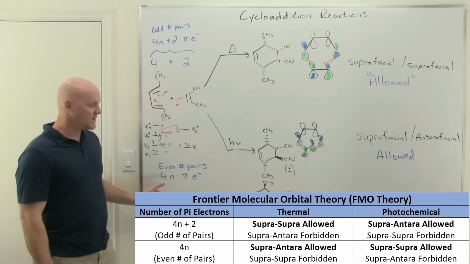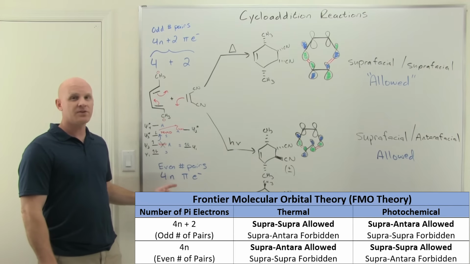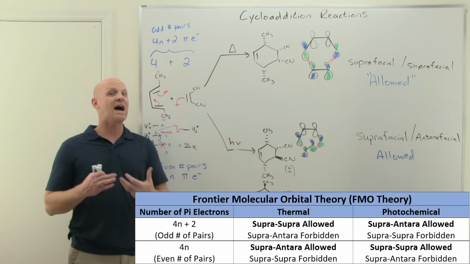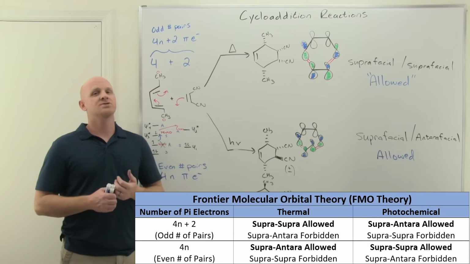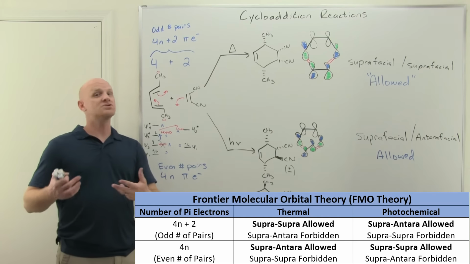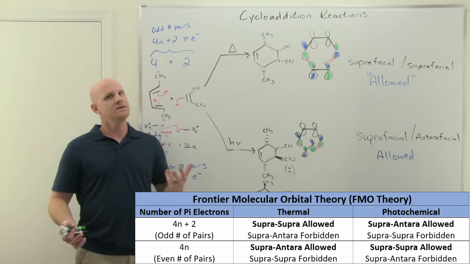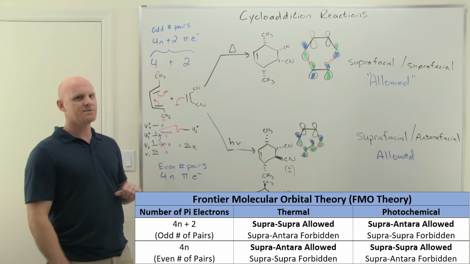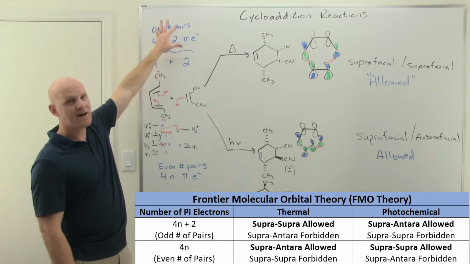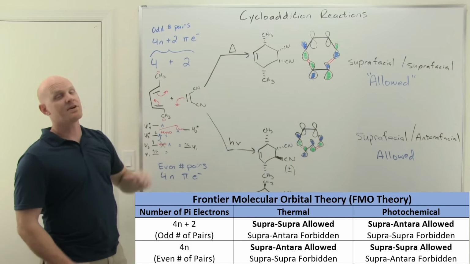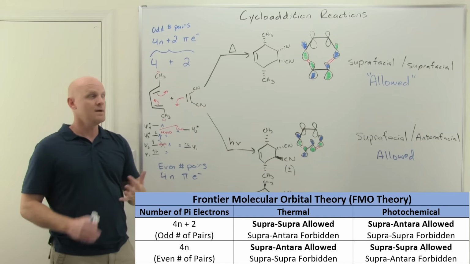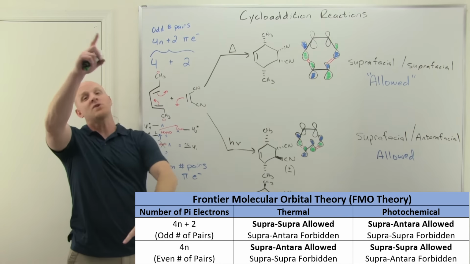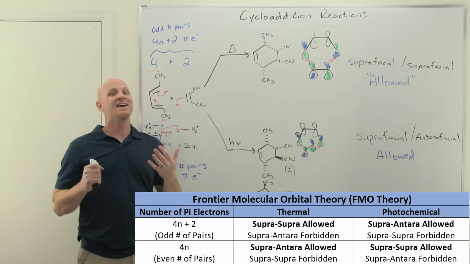Now it's suprafacial-antarafacial that's allowed, and suprafacial-suprafacial is forbidden. Well, again, if you're doing a 6 plus 2 or a 2 plus 2, now you're going to find that it's suprafacial-antarafacial that is allowed under thermal conditions, whereas under photochemical, it would be suprafacial-suprafacial that would be allowed. So it's just the opposite. This is your big source of confusion here: we've got the number of pi electrons, you have 2 options there, and they're opposites in terms of what's allowed and forbidden. But then for each set, you've also got thermal conditions and photochemical conditions, which are also opposites of each other, and that's kind of the rub.